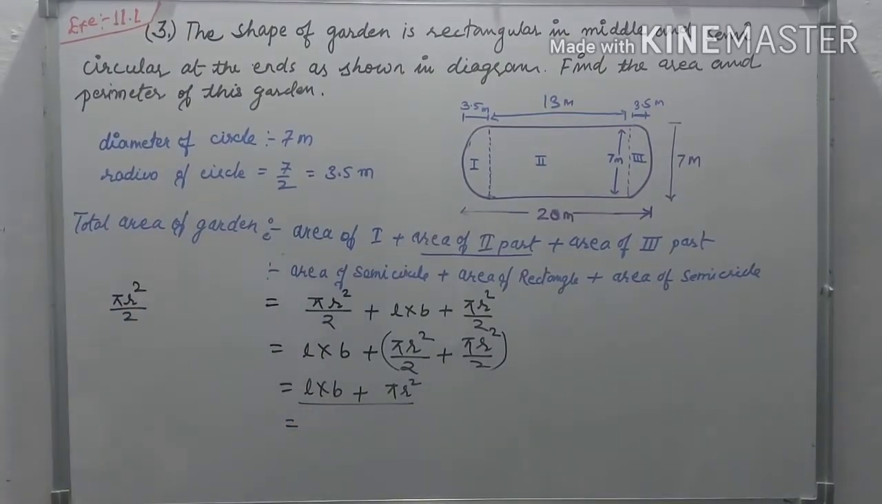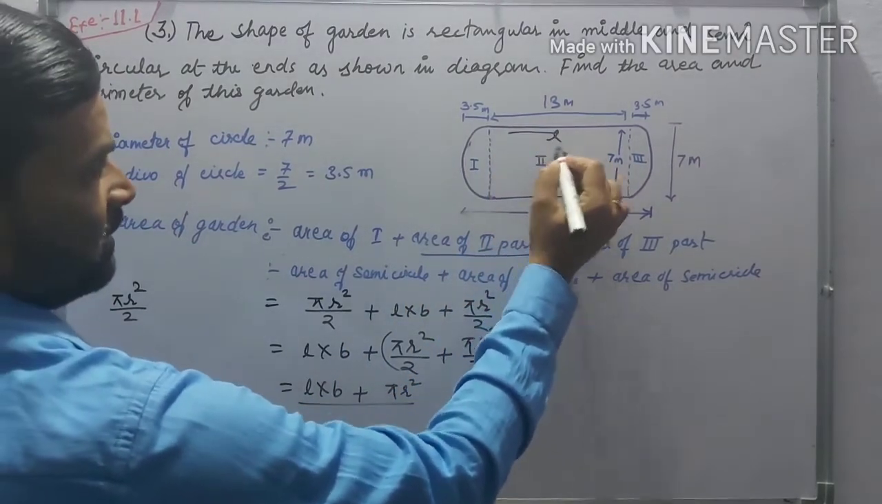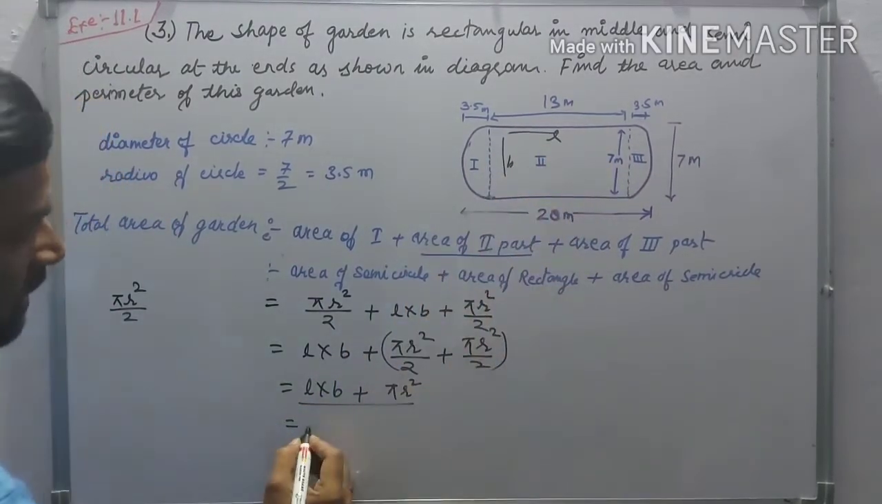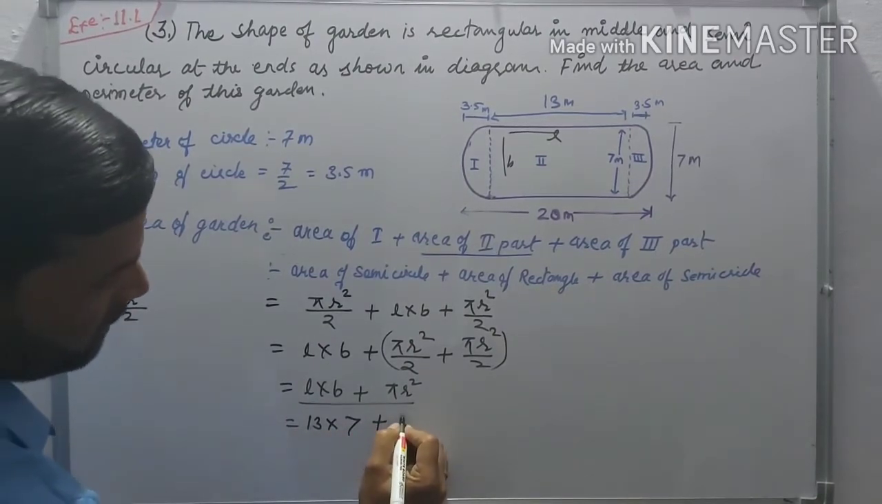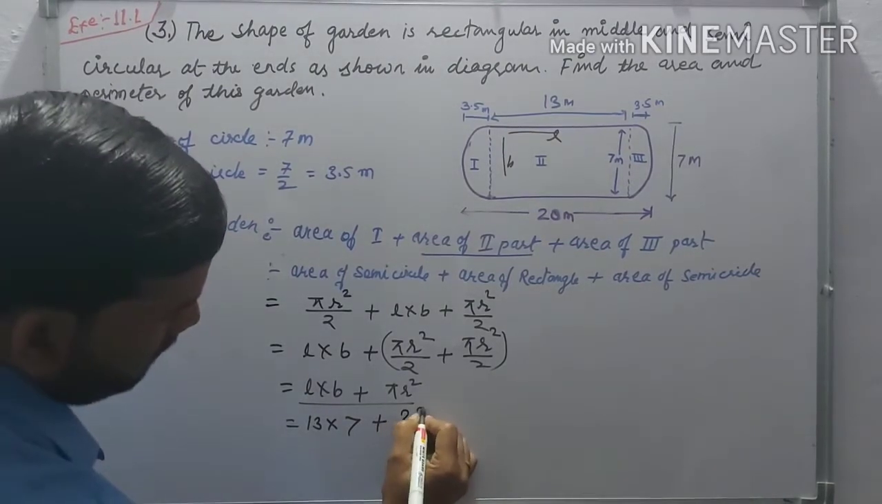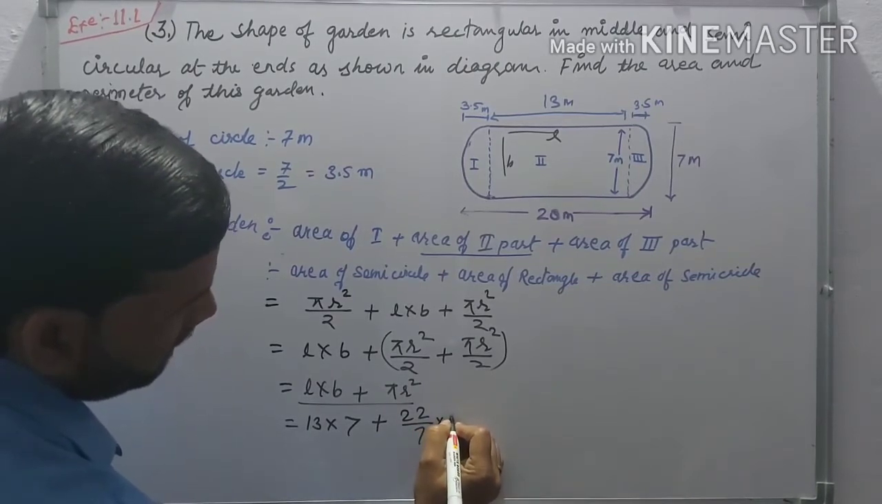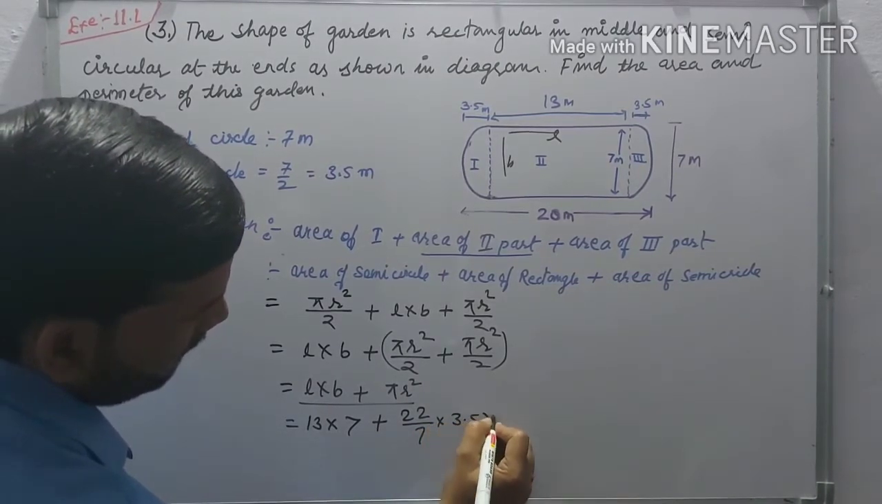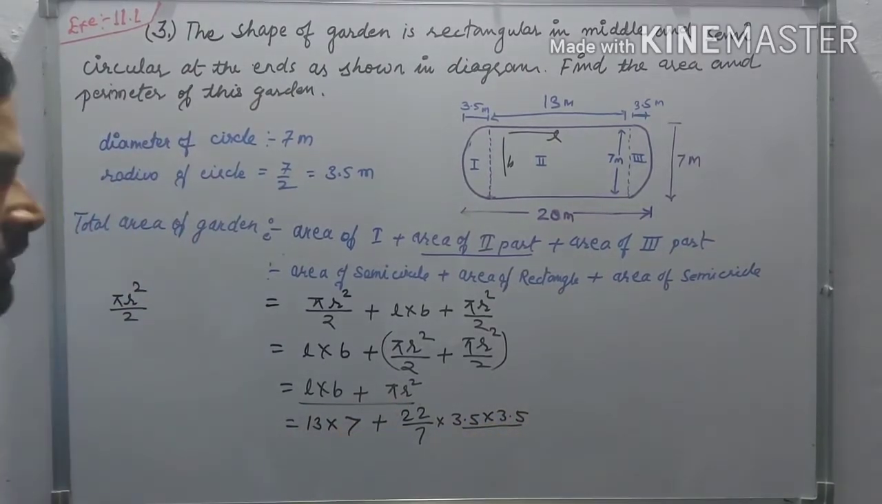L is the length, here is the length, and this is the breadth. It means 13 into 7 plus pi value is 22 upon 7 into r value, which is 3.5 into 3.5, two times because of r square.